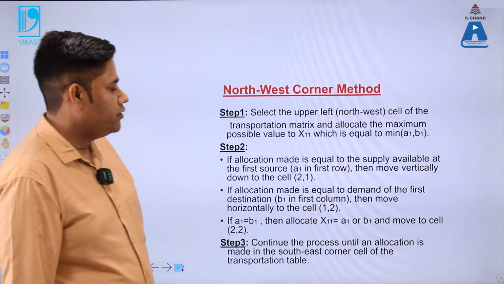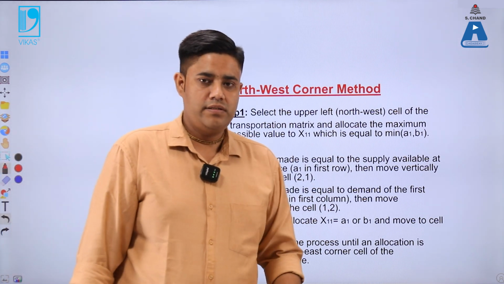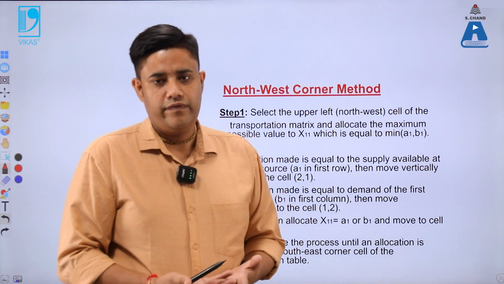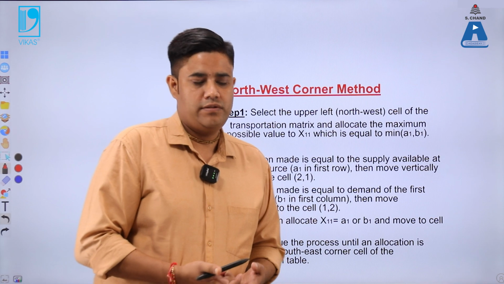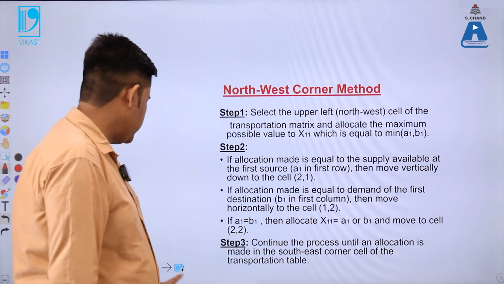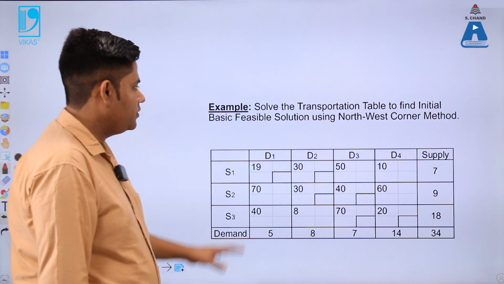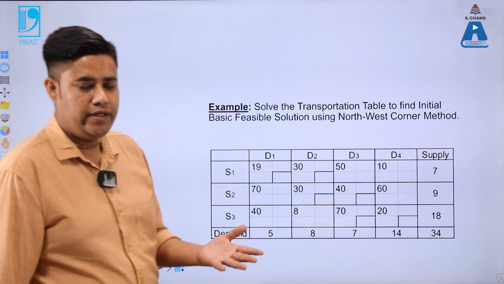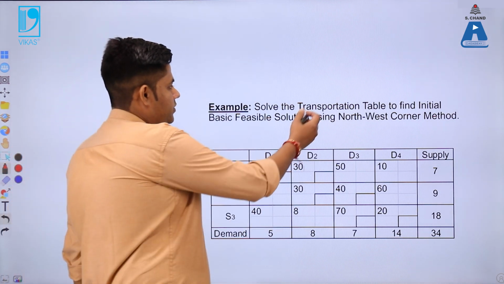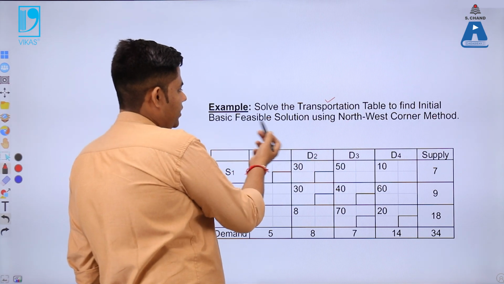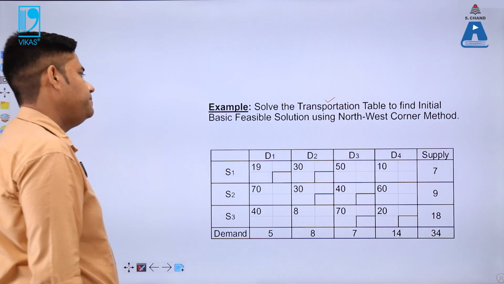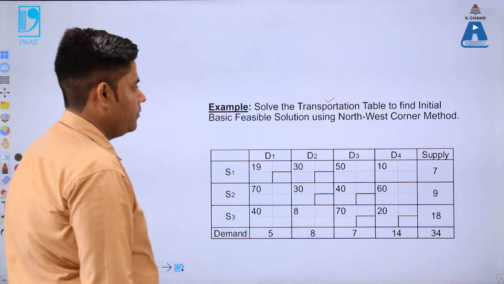Then the northwest corner rule is the first method in finding out the initial basic feasible solution. Before coming to the steps, let's first understand the same with the help of an example, then we'll read out the steps. Firstly, the example says that you need to solve this transportation table to find the initial basic feasible solution, and that solution is required through the northwest corner method.